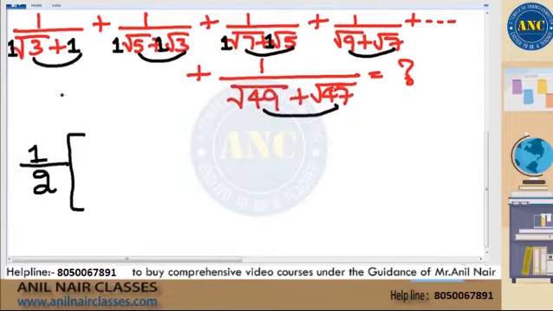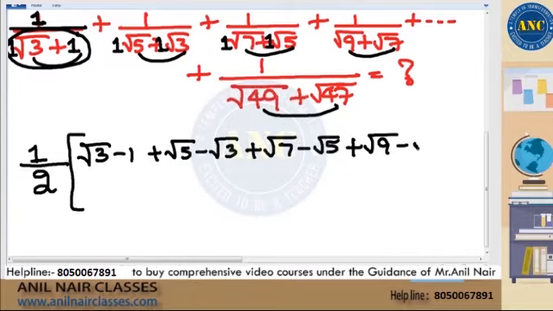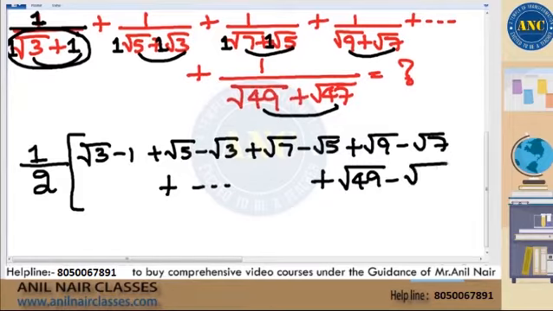Now the denominator is already written. Numerator part: if it is root 3 plus 1, the numerator will be root 3 minus 1 multiplied with whatever is there in the numerator. Already 1 is there in the numerator, so 1 into anything is that same thing. So the numerator in the first case is root 3 minus 1. In the second case it is root 5 minus root 3. In the third case it is root 7 minus root 5. In the fourth case it is root 9 minus root 7. Similarly, in the last case it is root 49 minus root 47.